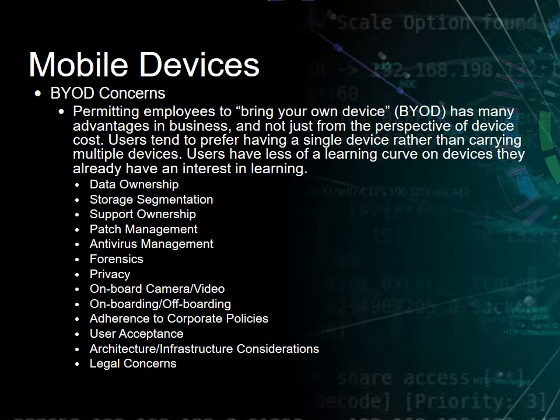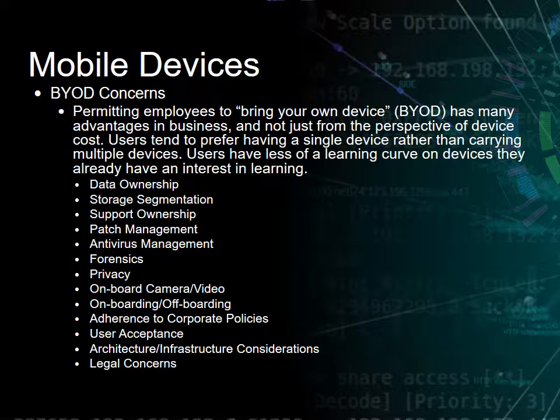So what happens when a person goes to leave the company? How do you ensure that the data that is related to your company, emails and things of that sort, has been properly deleted off that person's phone? Adherence to corporate policies. How are you ensuring that people are following the policies that you've set in place? How are you ensuring that they're doing the patching? How are you ensuring that the data that they're saving is saved to the right place on the phone, and so forth? User acceptance. Is the person willing to sign to allow their device to be used for businesses if it comes at the cost of some of their privacy?